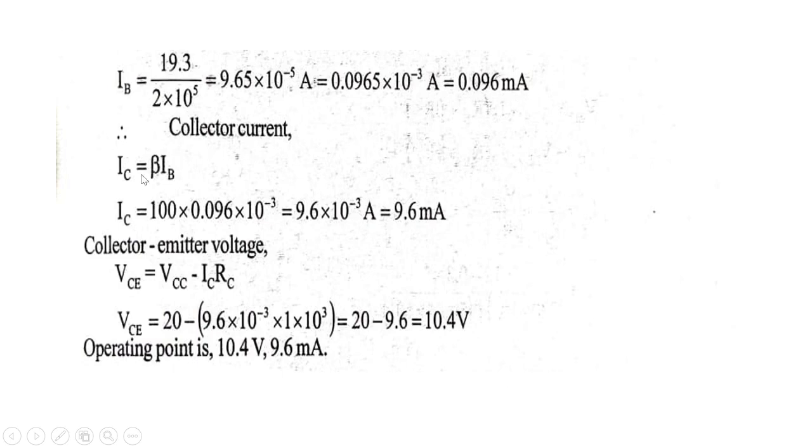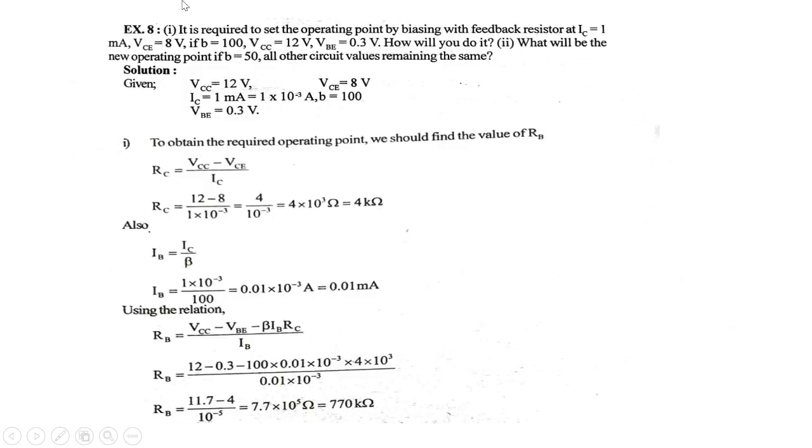Therefore collector current IC equal to beta IB, and putting the value, IC equal to 9.6 milliampere. Collector emitter voltage VC equal to VCC minus IC RC. Therefore VC equal to 10.4 volt. Operating point is 10.4 volt, 9.6 milliampere.